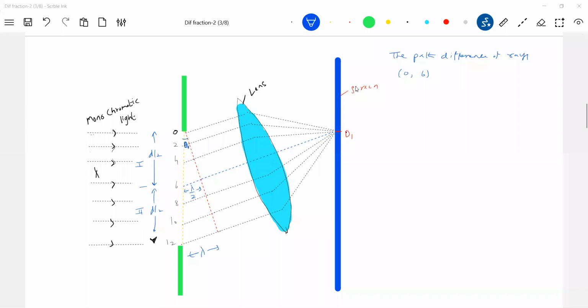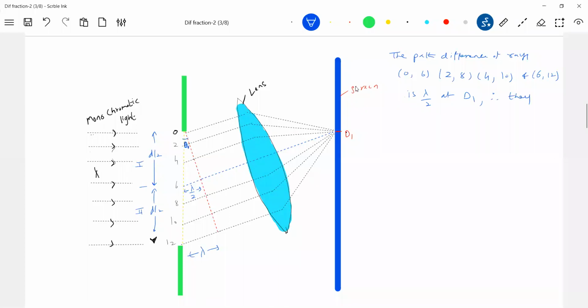Okay, the path difference of the rays 0, 6, 2 and 10, sorry, 2, 8, 4, 10. We can choose many rays here. I'm just giving some explanation. At D1, the path difference is lambda by 2.